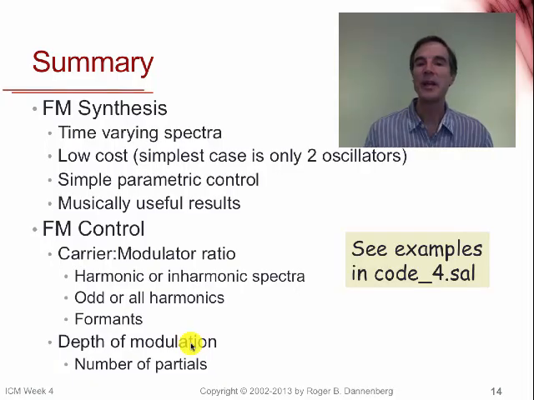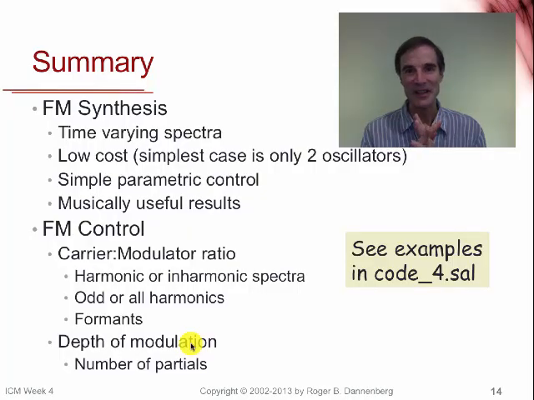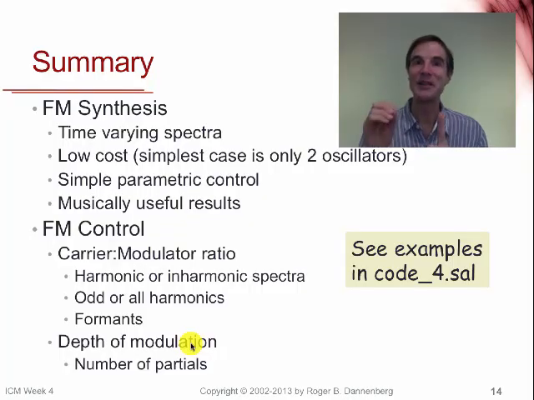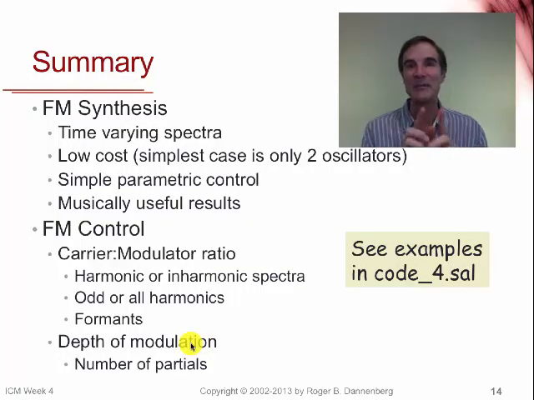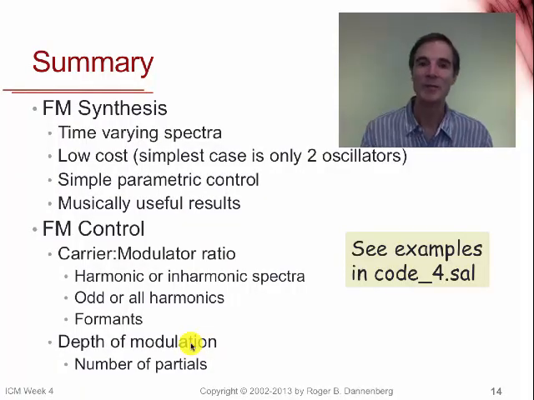And finally, just remember that the depth of modulation determines the number of partials. Obviously, if the depth of modulation is 0, there's no modulation, then there's only going to be one carrier frequency, one sinusoid. But as you start wiggling that in frequency and increasing the amplitude of the modulation, then you generate more and more partials.